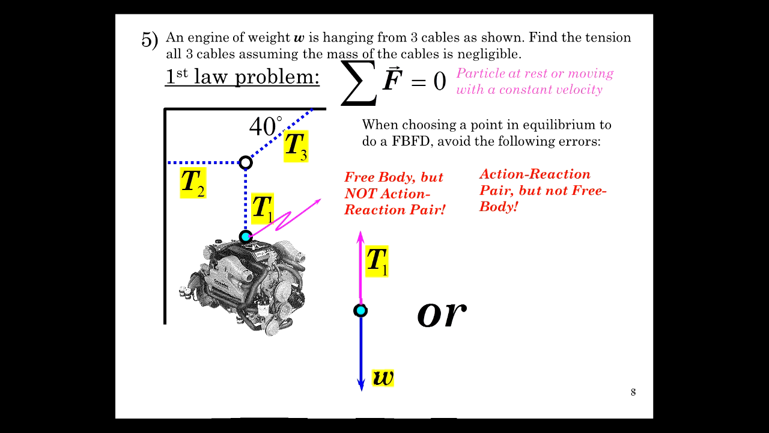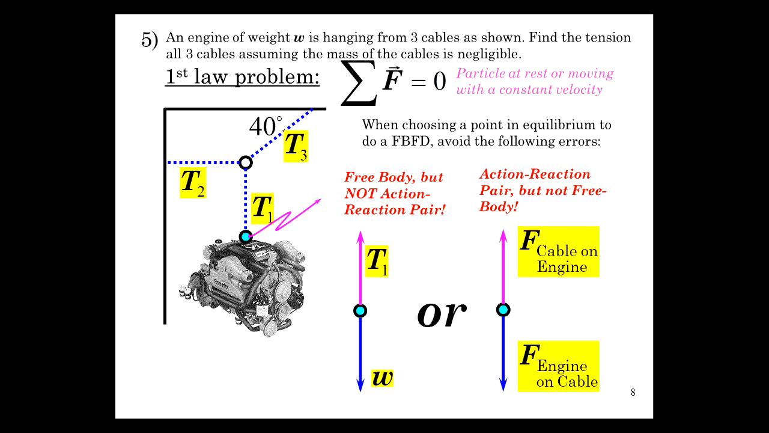Also, we have action-reaction pairs that are not free body forces. A case in point would be the force of engine on the cable. The engine here is applying a force to the cable, pulling on the cable at this point here. And then, as a reaction to that, the cable at this point is tugging upward on the engine. So those are action-reaction pairs, but not free body forces. We're usually concerned with the free body forces.